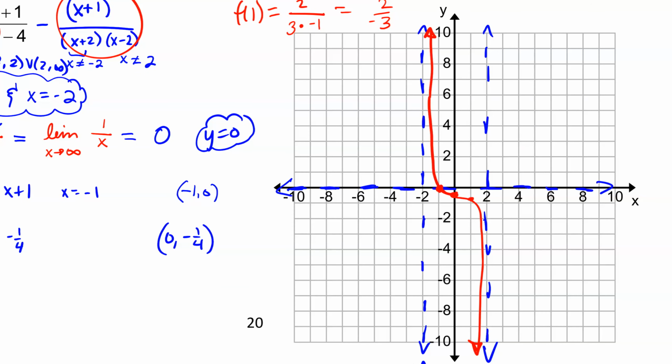Wait, so if it's greater than 1/4? Greater than -1/4, because that's the y value of this guy right here. Yeah. If it was positive, then it would come up. That's how I'm deciding how to graph it.